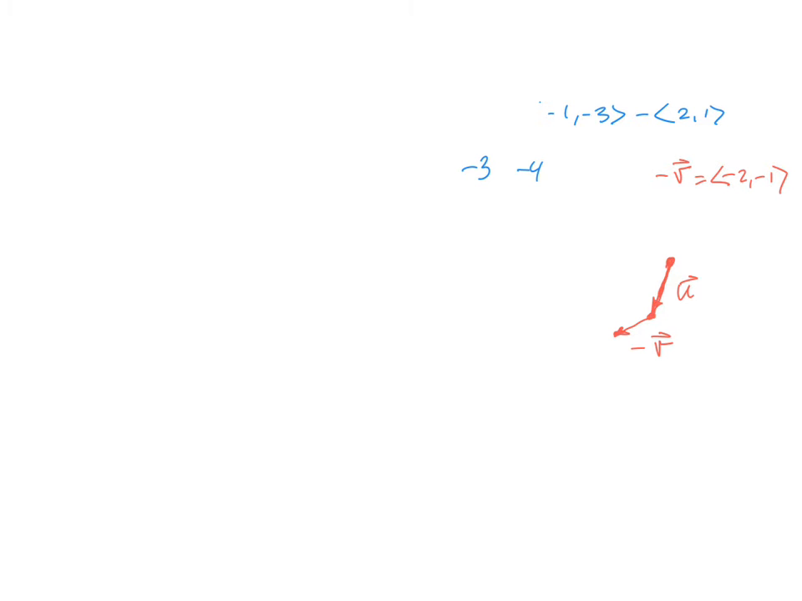So what I'm doing now is I'm adding these two vectors together. I've drawn them in a way that allows me to do that, by drawing them in a head-to-tail format. And now my resulting vector, u minus v, is going to start where the first one started and end where the last one ended. That's my result. That's u minus v.